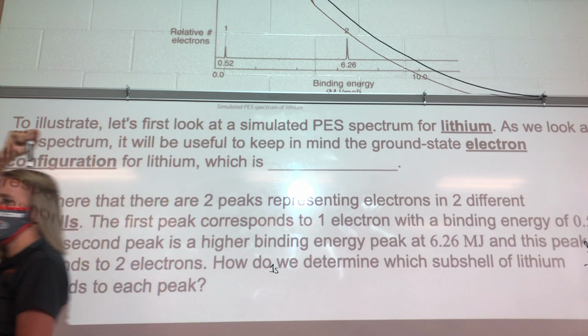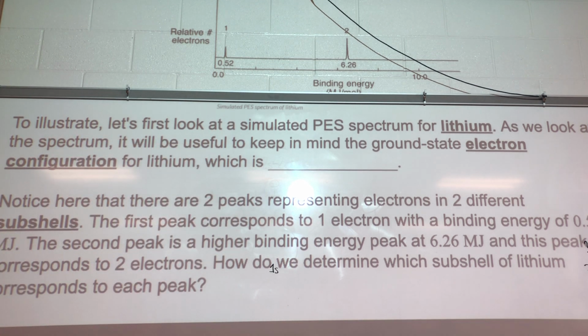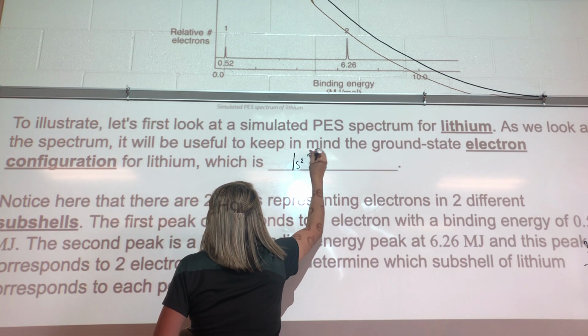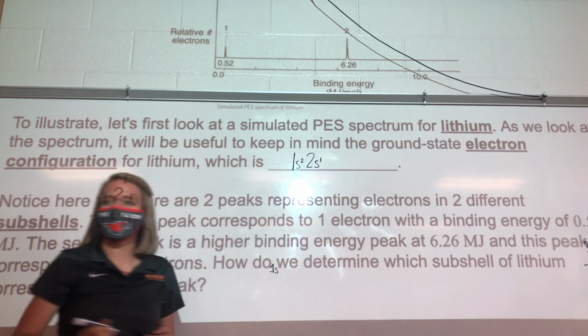Now why is the 2s smaller than the 1s this time? Because it's lithium, and lithium only has 1 electron in the 2s, right? Because our configuration is 1s2, 2s1.